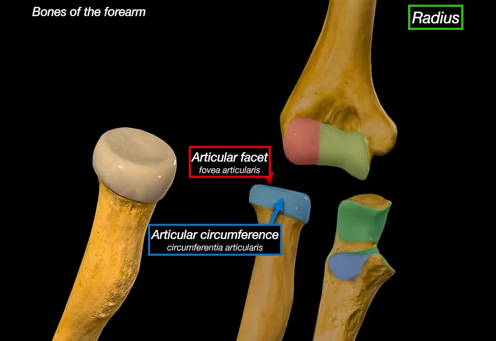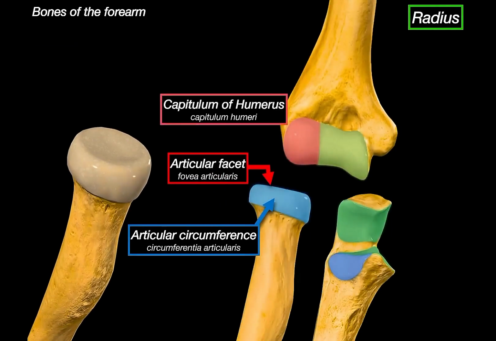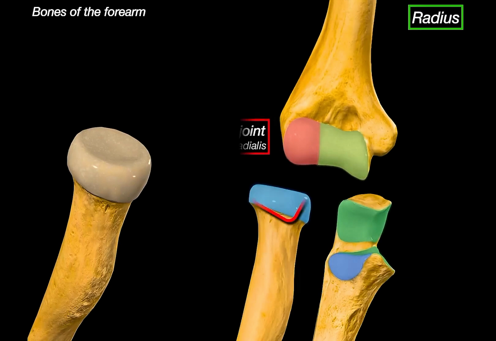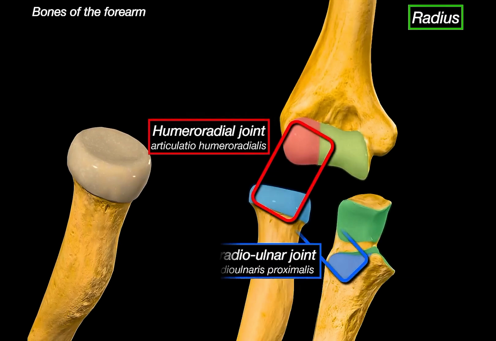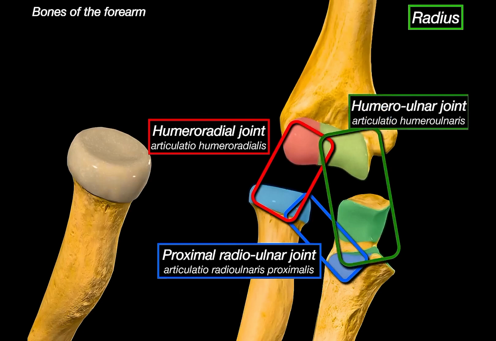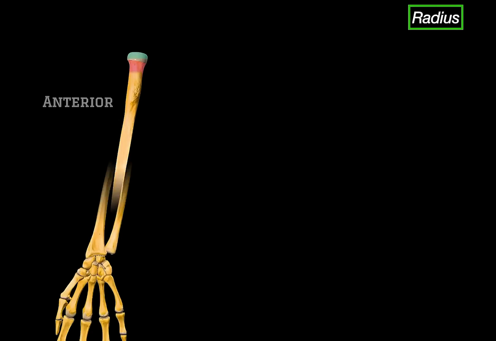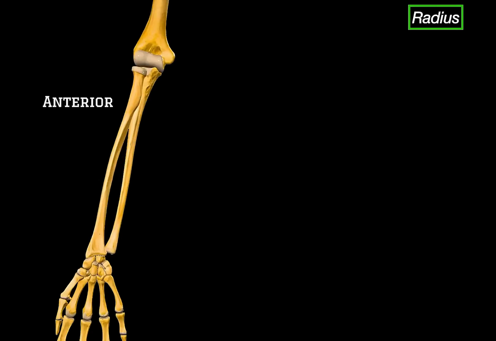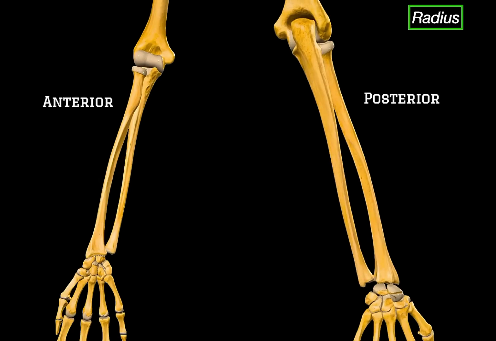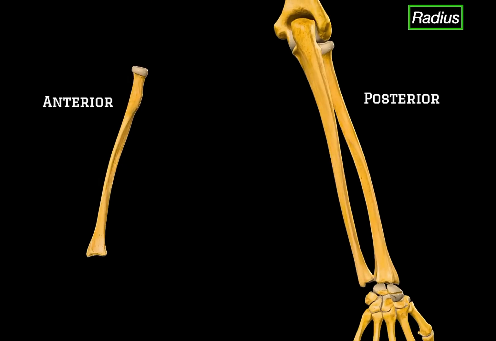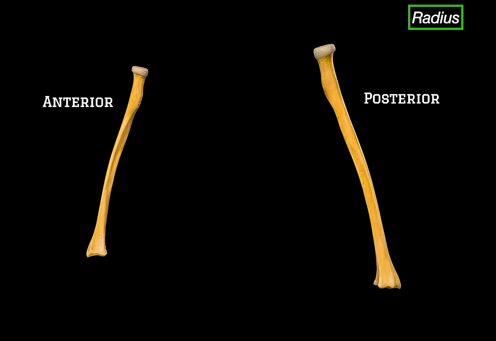When viewed together, these structures form part of the elbow joint complex, which consists of three joints: the humero-radial joint, the humero-ulnar joint, and the proximal radio-ulnar joint. Just beneath the head lies a narrowed region called the neck of the radius, which connects the head to the shaft of the bone. Orientation of the radius. When the radius is positioned in the anatomical position, we can observe both the anterior (front) and posterior (back) surfaces of the forearm. Understanding this orientation helps identify the structures located along the shaft.